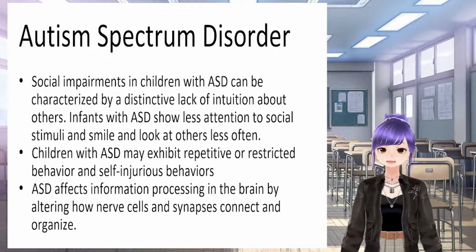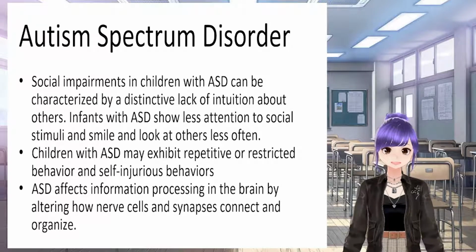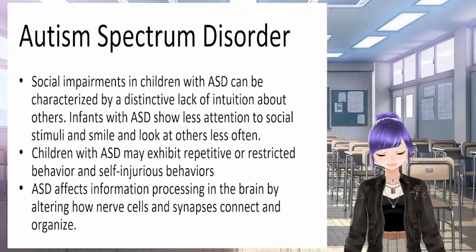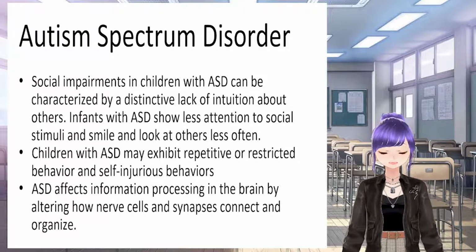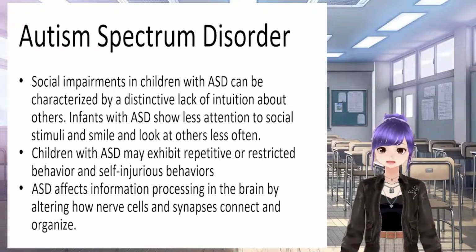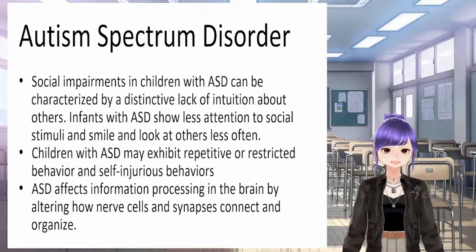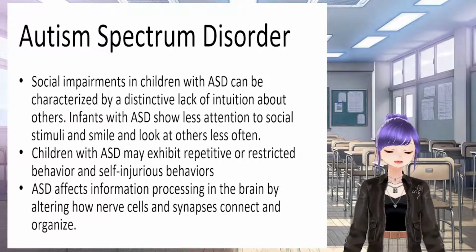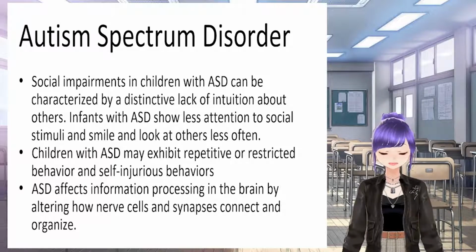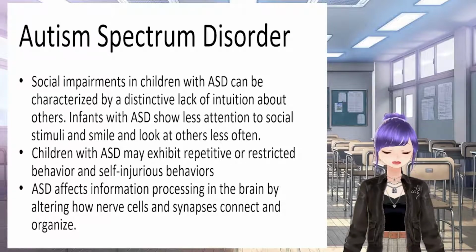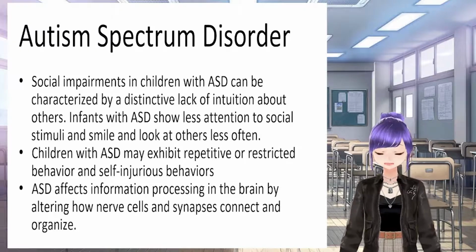So ASD affects information processing in the brain by altering how the nerve cells and synapses connect and organize. How or why this occurs is not well understood, but it is thought that ASD has a strong genetic basis. So, the main goals when it comes to treating children with ASD are to lessen associated deficits and family distress, and to increase the quality of life and functional independence. The most widely used therapy is applied behavioral analysis, or ABA.